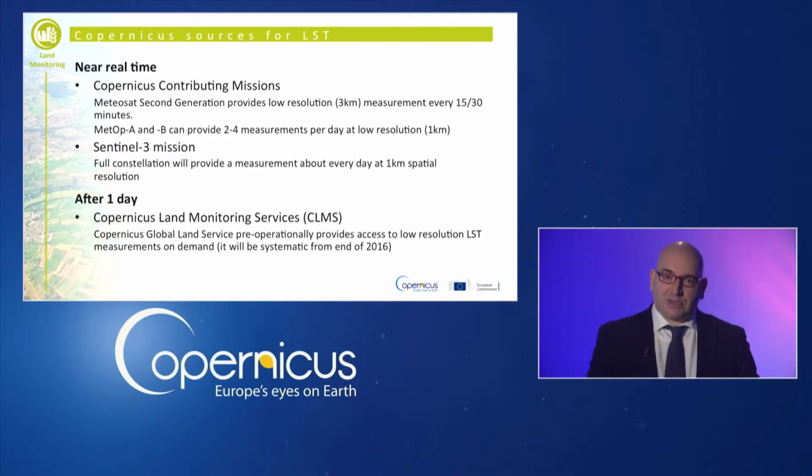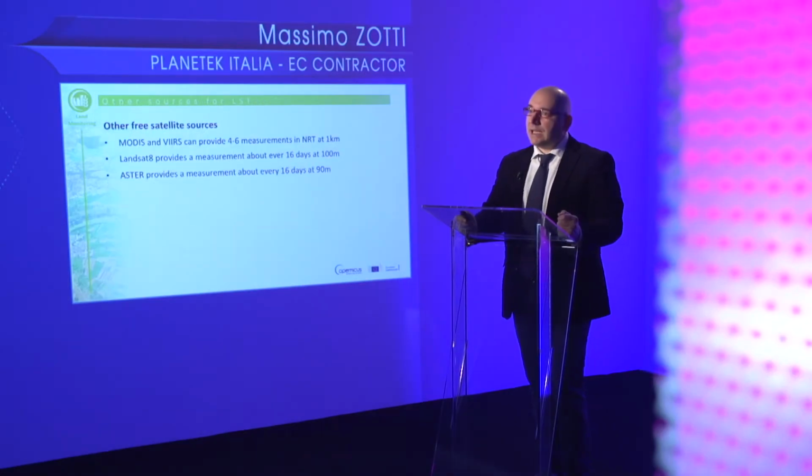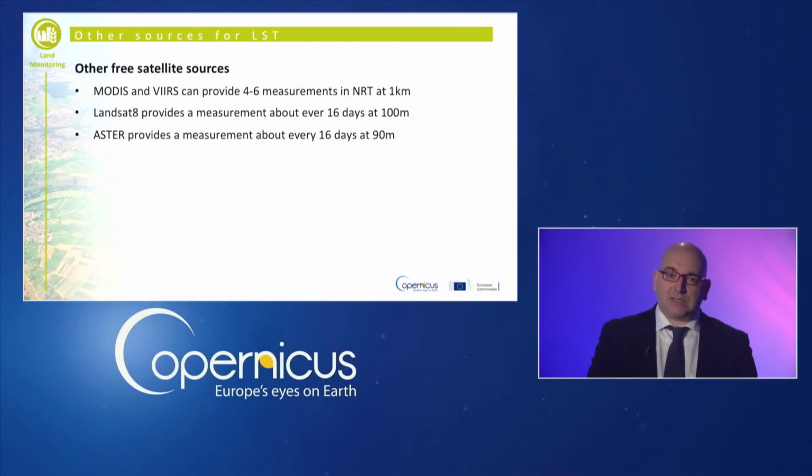The Copernicus land monitoring services include the Copernicus Global Land Service, which provides access to low-resolution land surface temperature measurements on demand over the whole Earth. Such service uses the above-mentioned missions and other ones that are freely available. The main other free satellite sources for measuring land surface temperature currently available are MODIS and VIIRS at 1 kilometer spatial resolution, Landsat 8 at 100 meters, and ASTER at 90 meters, with different repetition frequencies and spatial resolution.